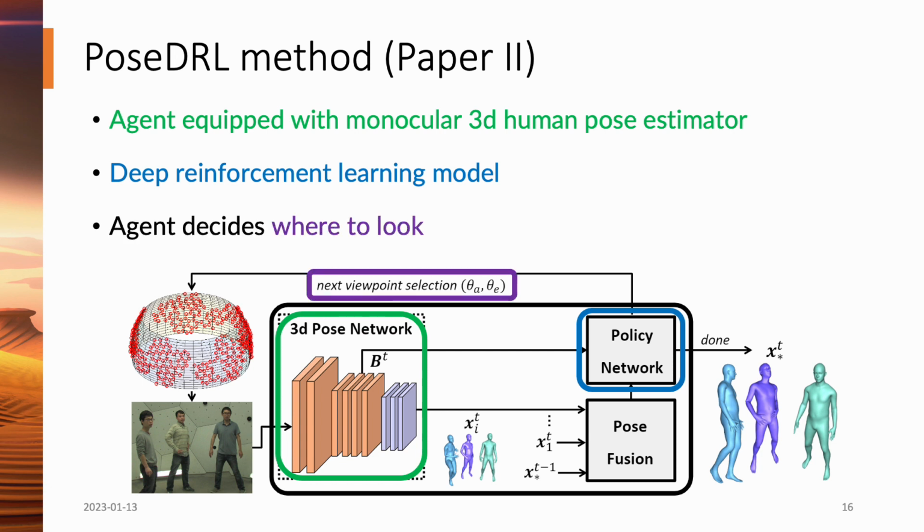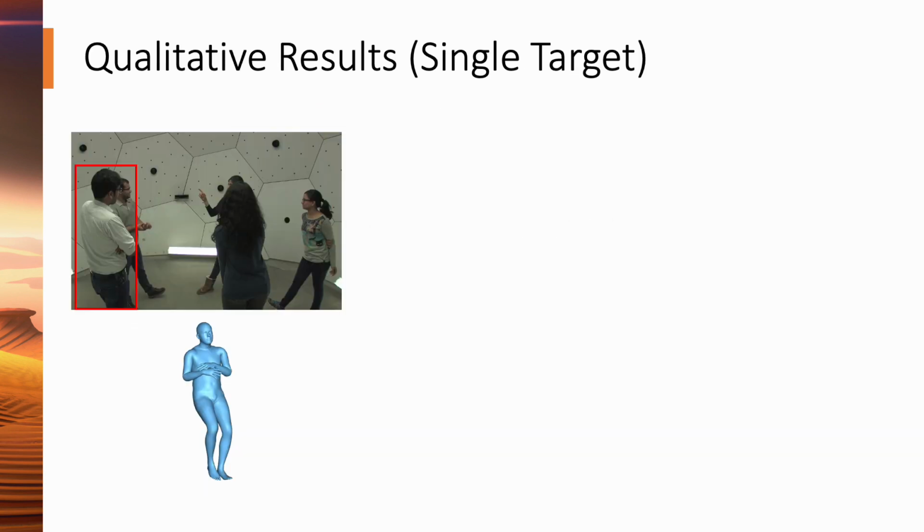The policy then predicts how to move relative to the current view in the form of relative azimuth and elevation angles on the sphere. The policy may also select the binary done action to indicate that it is done with the reconstruction of the current time step. We evaluate Pose-RL in 2 modes. Either the single target mode, where it should only reconstruct a single person and all other people are considered as occlusion, or the multi-target mode, where all people in the scene should be reconstructed simultaneously.